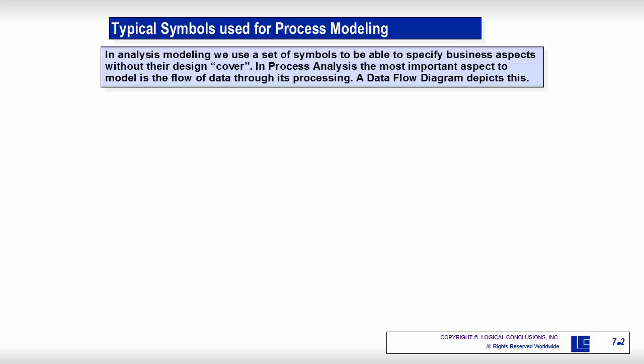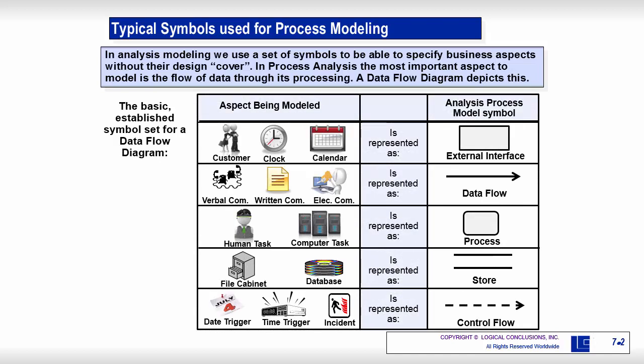In analysis modeling, we use a set of symbols to be able to specify business aspects without their design cover. In process analysis, the most important aspect to model is the flow of data through its processing. A good model for depicting this is a data flow diagram, also known by its acronym DFD. This slide shows a basic established symbol set for a data flow diagram. Let me give a brief definition of the symbols here, but I'll get more detailed on the following slides.